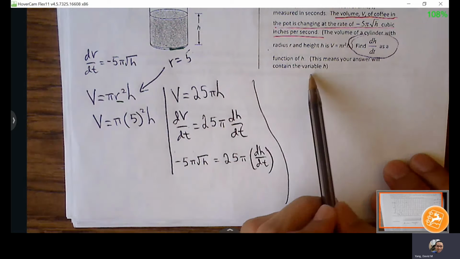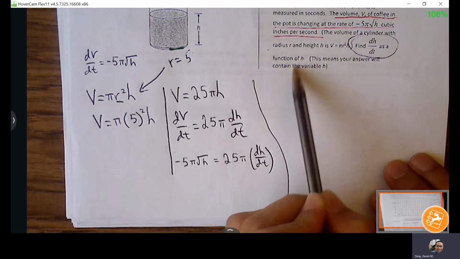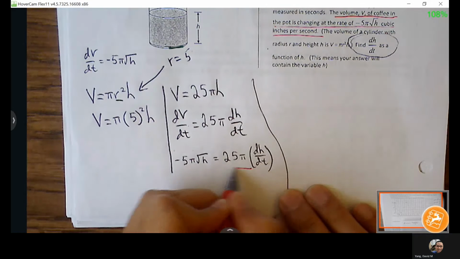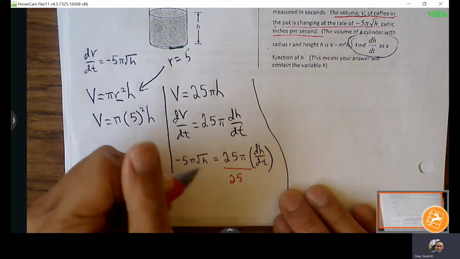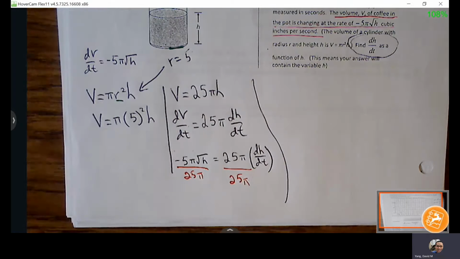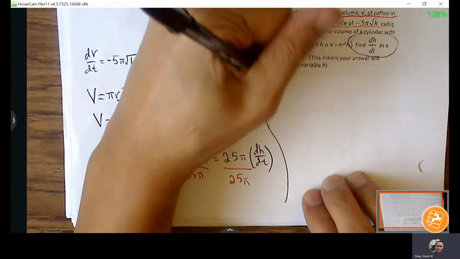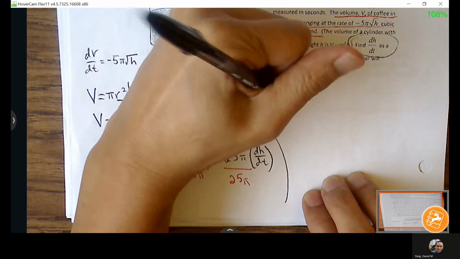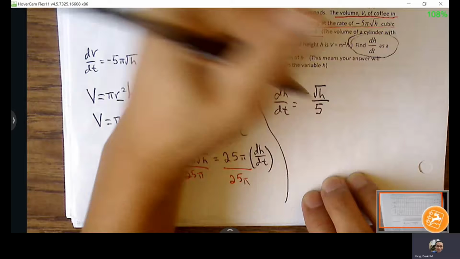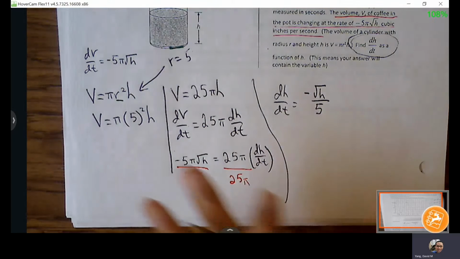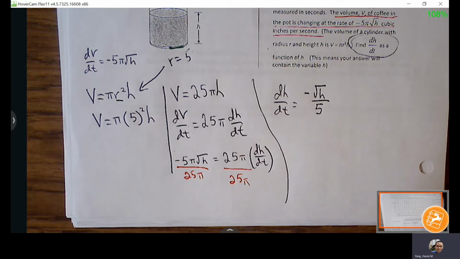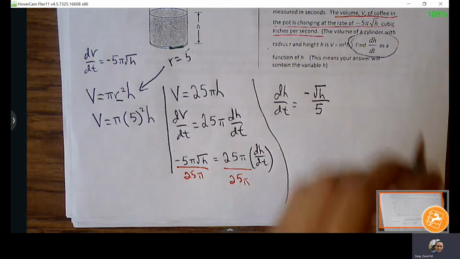It says we can have h's. It says our answer will contain the variable h. So what'd you get? Negative h over 5. What's our unit of measure?